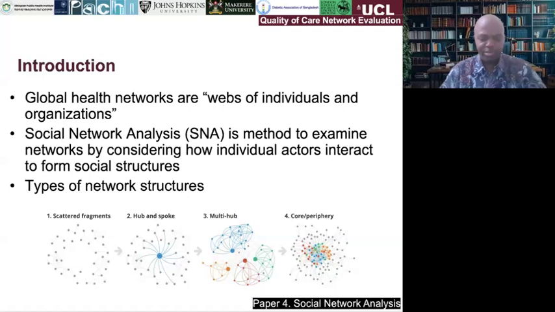The literature presents so many types of network structures. The one that you see on the screen is proposed by Valdis and Halley in the paper titled Building Smart Communities Through Network Weaving. They present this comprehensive typology of 4 distinct network structures: the scattered fragments, the hub and spoke, the multi-hub, and the core periphery networks. Next slide, please.